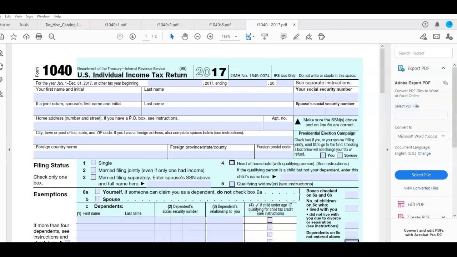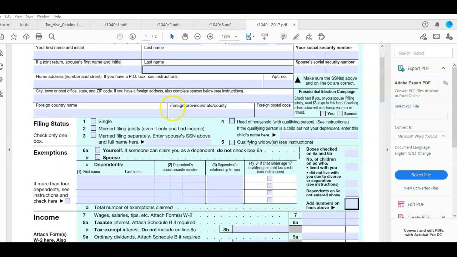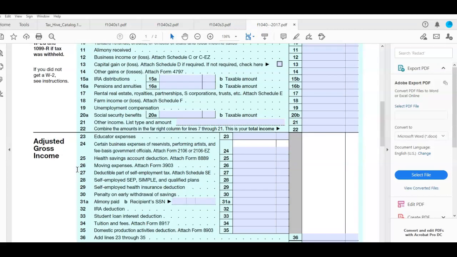So in this 1040 form, what they did was they basically took two sections of the 1040 and called it Schedule 1, additional income and adjustments to income. How they got that was they went to the 2017 form, pulled the income section out, pulled the adjustments to income section out, and renamed it Schedule 1. So that's how we got that.